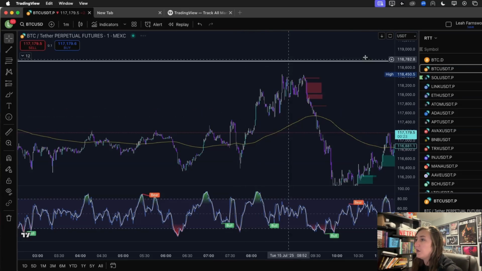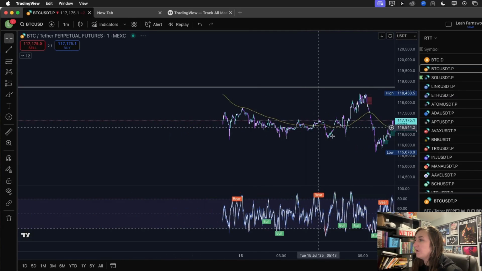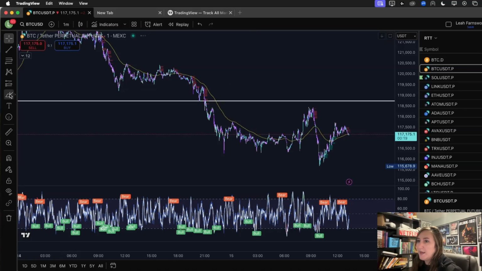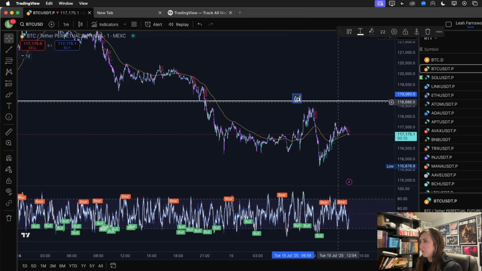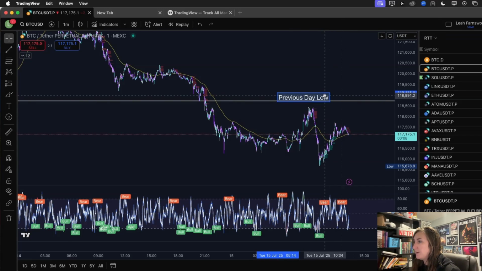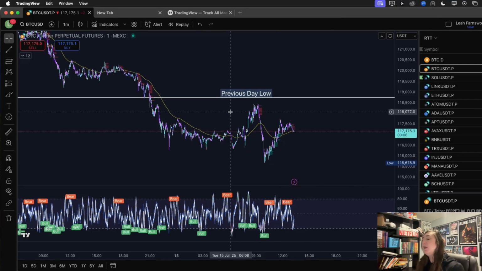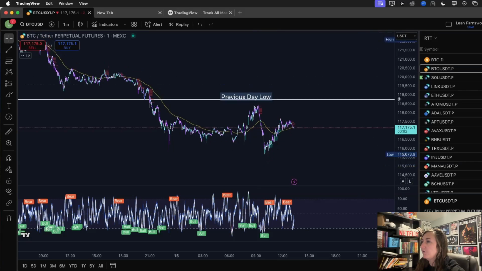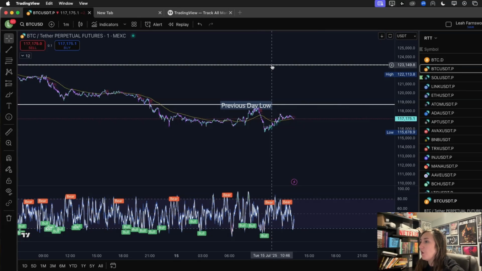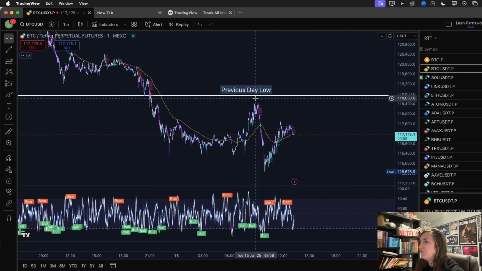Okay. So here is actually our previous day low. This white line here I have marked out. I'm always marking the previous day low and high. Now, why is that? We are marking these levels out because we are scalping on the 1 minute, 5 minute time frame. So usually you're going to see price fluctuate back towards these areas. Our previous day high is all the way up here. So here's our previous day low.